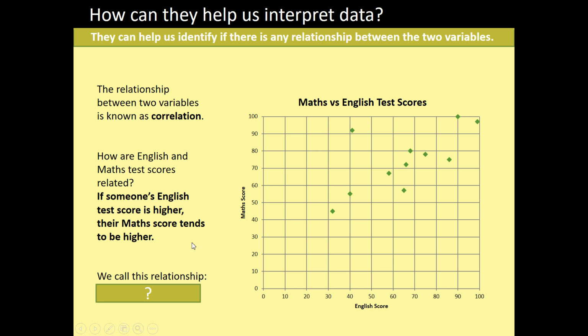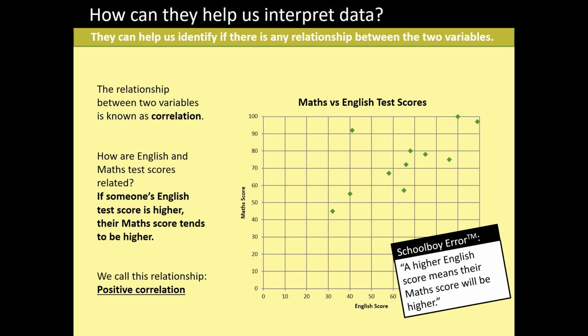And we call this relationship positive correlation, because as one value goes up, the other one goes up. The points are generally increasing as we go from left to right. Now this error is a typical one that people make: a higher English score means their maths score will be higher. That isn't always the case. Remember, it tends to be, it's what we expect, but it doesn't mean it's going to happen for sure.